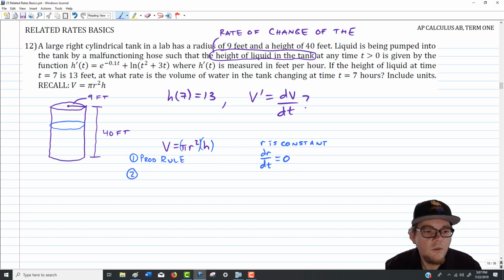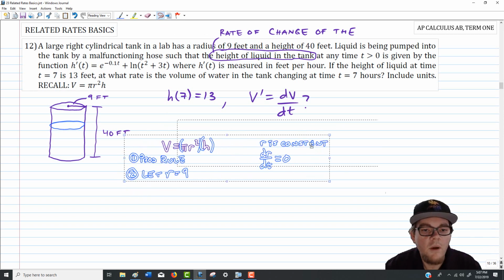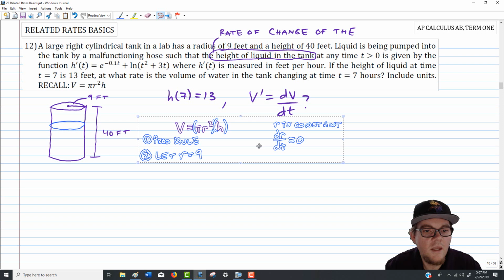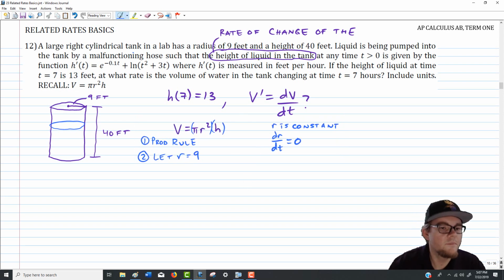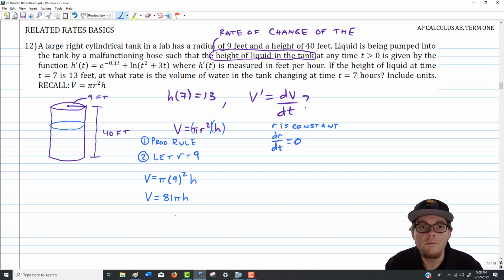The second option, which is the one that I hold on to, is I just go ahead and let r equal 9, because we know it's constant, and that's all that it really requires for us to actually work through this problem. So what I mean is this. If V equals pi r squared h, it's the same thing as V equals pi times that constant r of 9 squared times h, which means our volume equation is actually 81 pi times h.